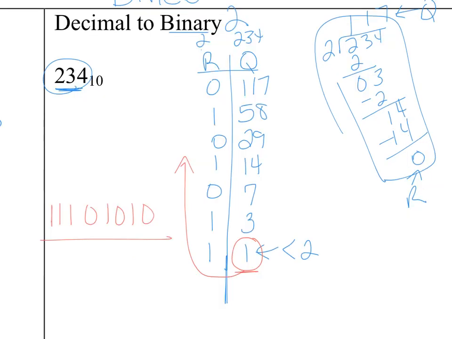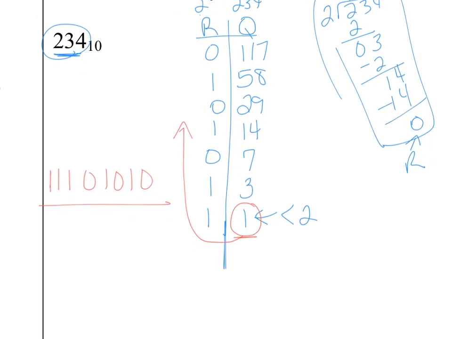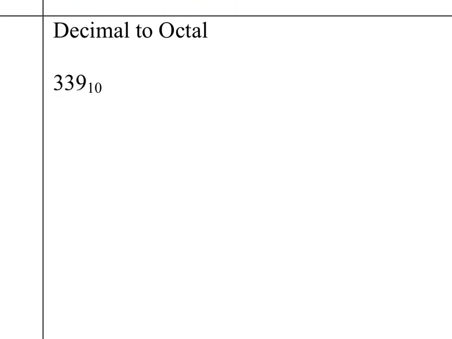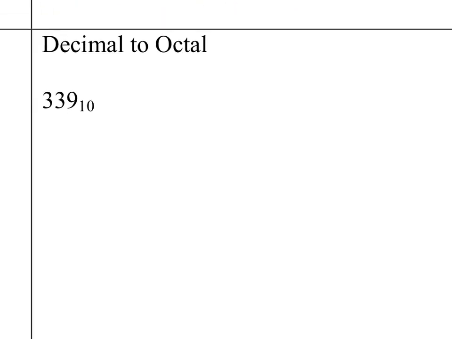Let's go from decimal to octal. So it's the same thing. In this case, it's a little bit more difficult because you have to divide by 8. Okay, so I like to set it up again like this. This is your remainder. This is your quotient. I'm dividing by 8, and 339 was my original.